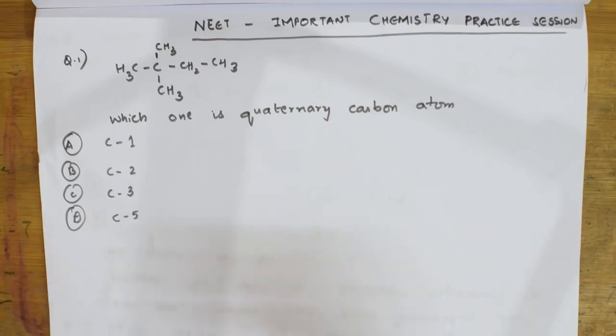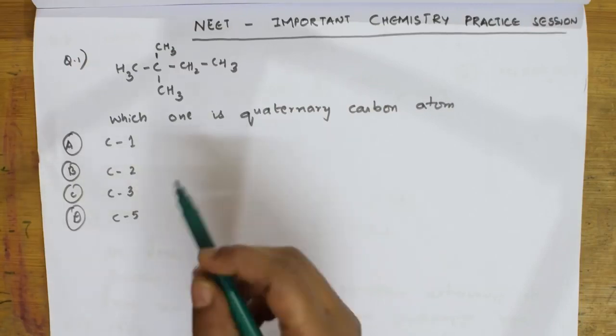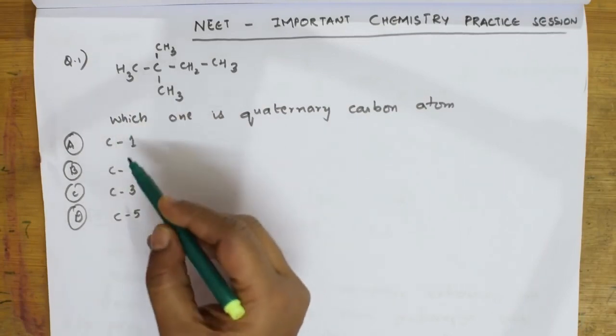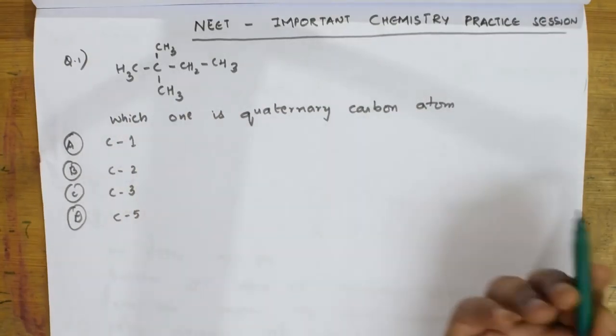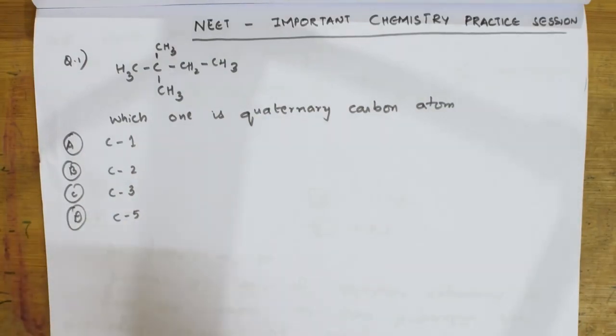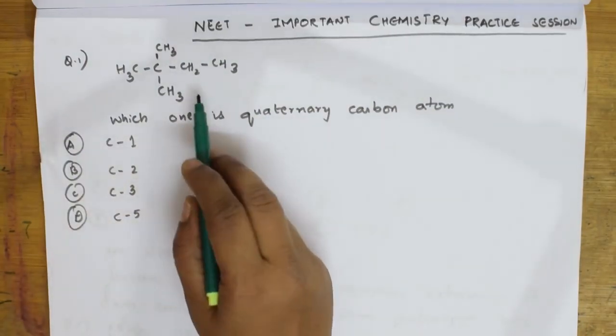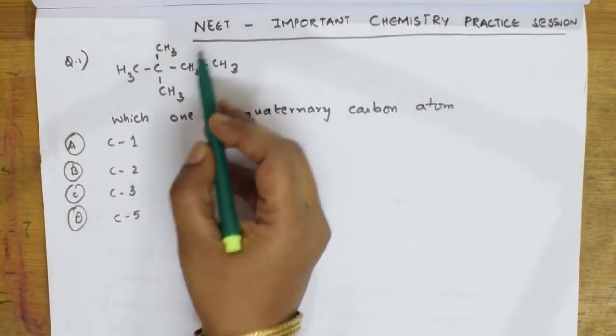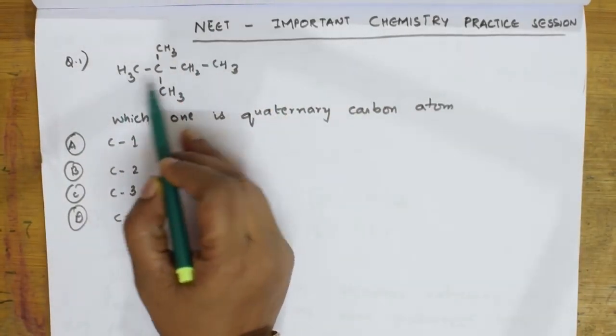In this first question, I'll be going slowly and giving you all the concepts, so keep noting it. Let's read this. What do they give us? They've given a compound here. They've asked which one is a quaternary carbon atom, whether it is C1, C2, C3 or C5. When such a compound is given, first you need to number it. Now confusion starts. Where to start from? Should I start from here or from here?